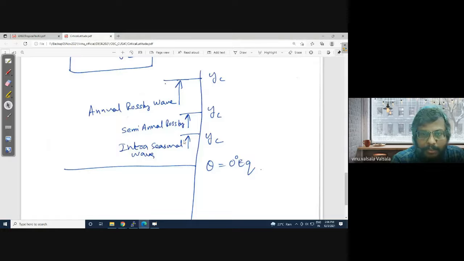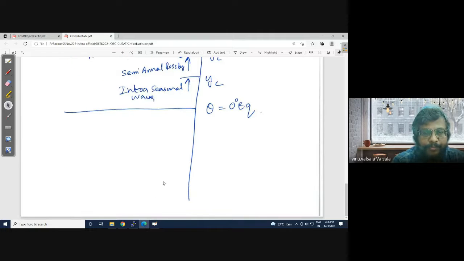So we have discussed the schematic. Say, for example, an annual Rossby wave can be present all the way at a latitude around 30 to 40 south, but a semi-annual Rossby wave has to return at a much earlier latitude, and intraseasonal waves of high frequency cannot penetrate deeper into high latitudes. So they have to be very strictly bounded to the equatorial region.